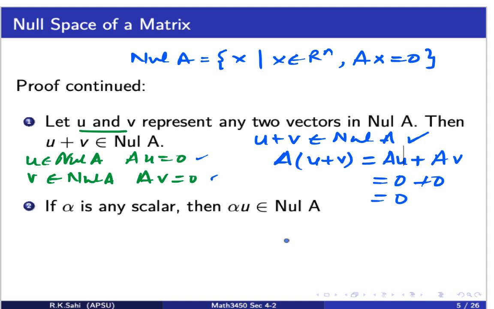Now we have to prove the closure of scalar multiplication. If alpha is any scalar, we have to prove alpha times U is in the null space of A. Now clearly, when U is in the null space, you already know that.